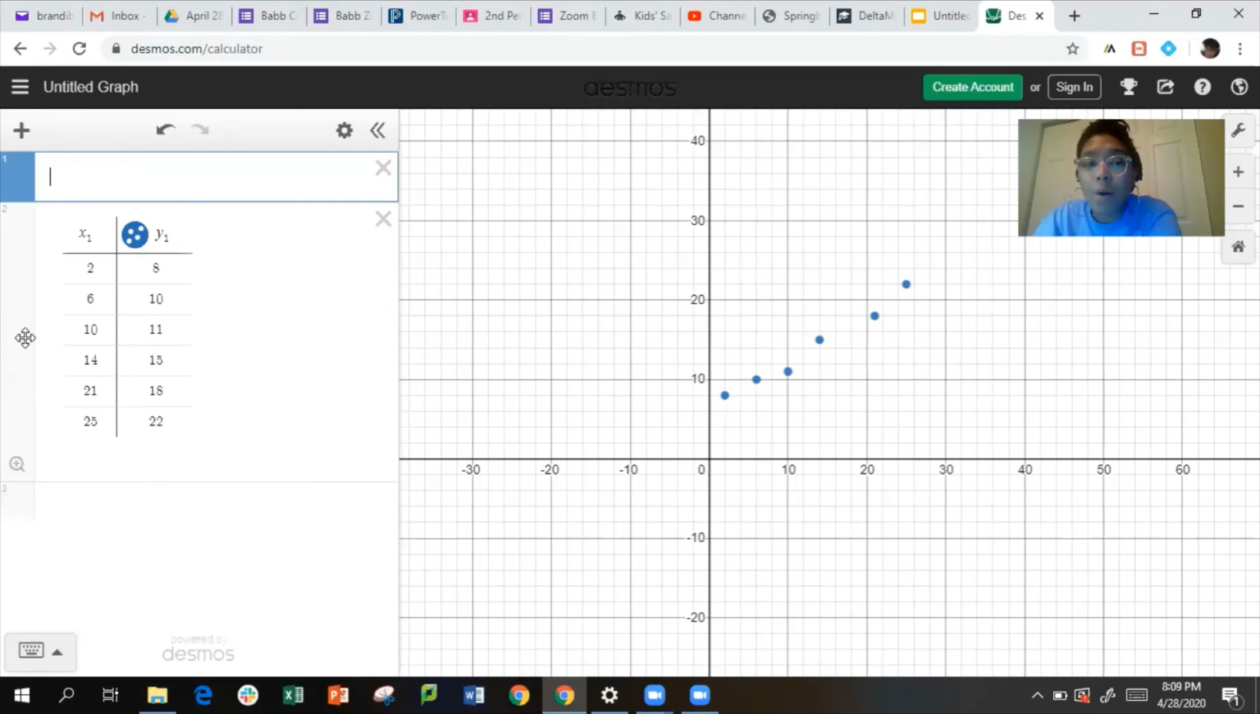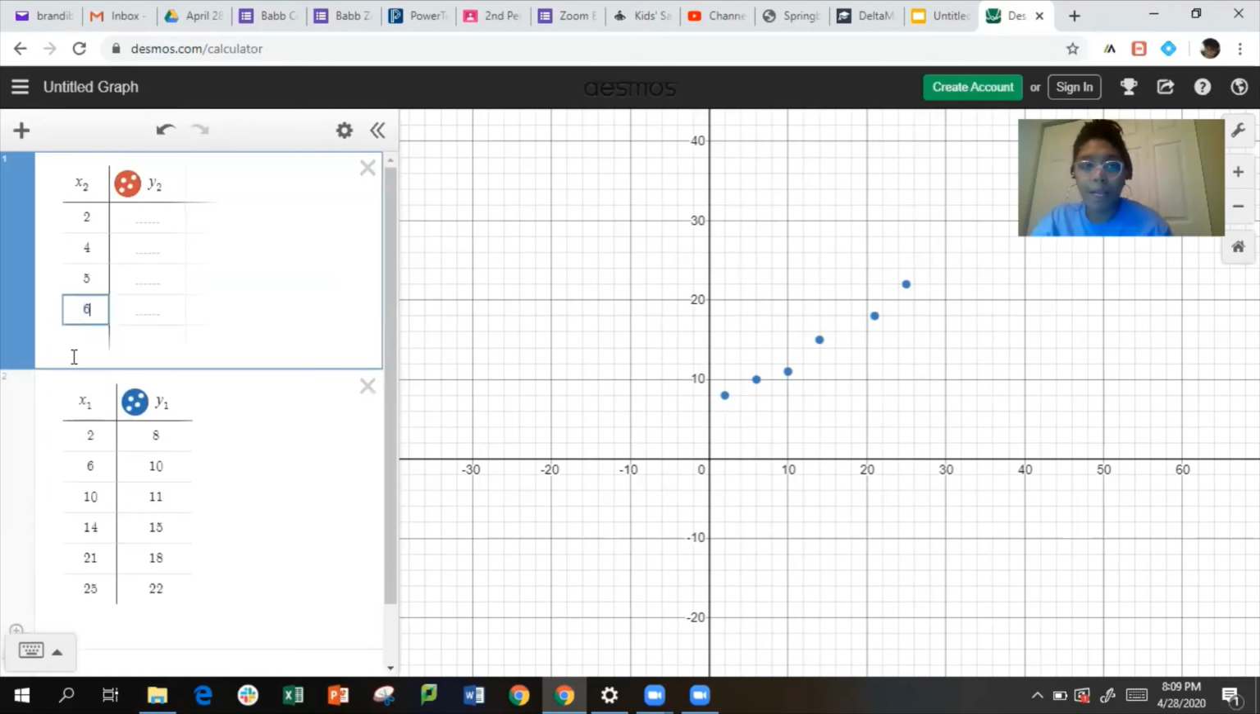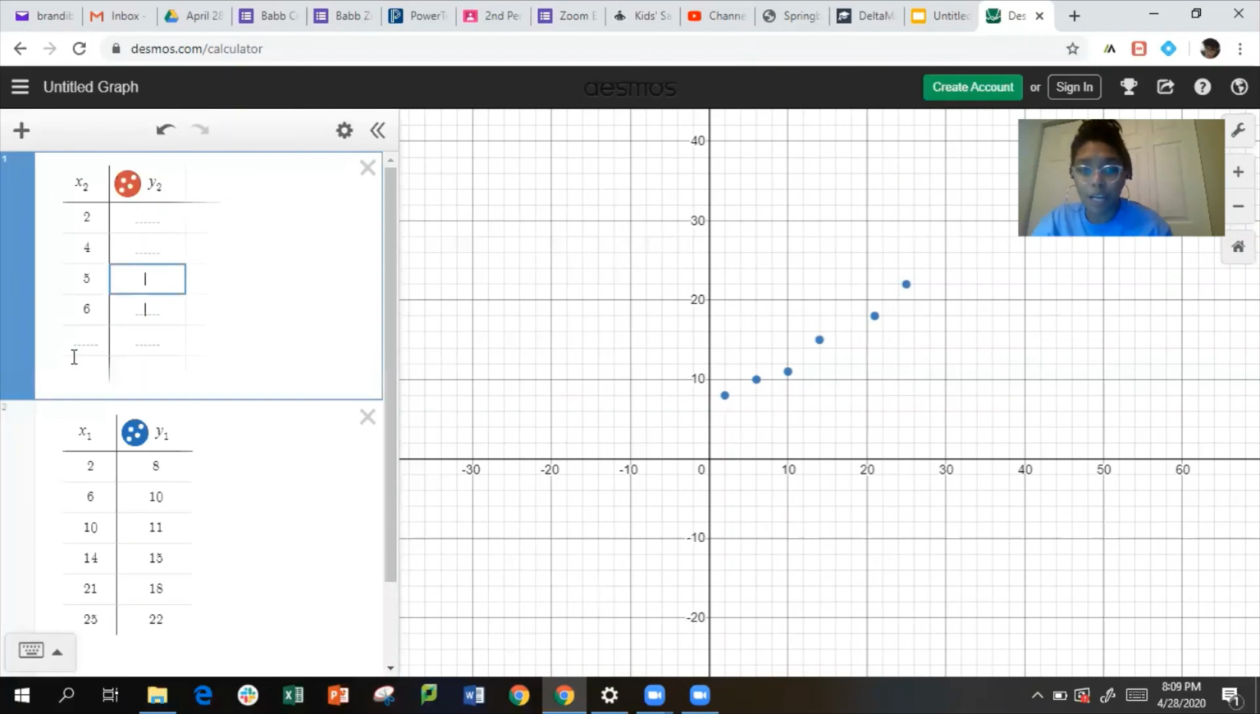So even though I've already created this table, I'm going to show you what I did. So I pressed the plus button and I did table. Now automatically x sub 2 came up. The reason why x sub 2 came up is because I already have an x sub 1. But most times, if you don't have a table already put up, it'll be x sub 1. And I would type in whatever numbers, and it would plot, and then I would do the same thing over here, okay?